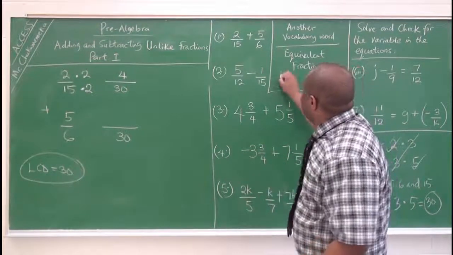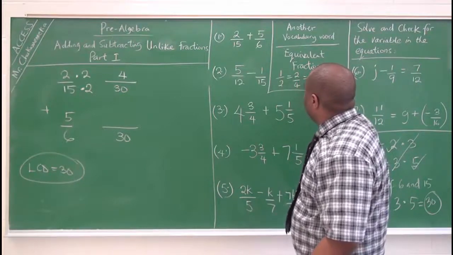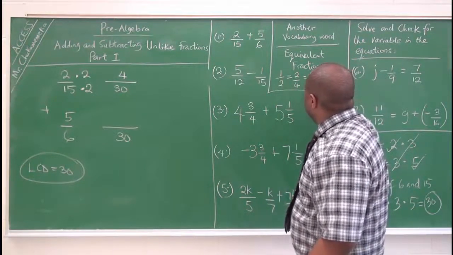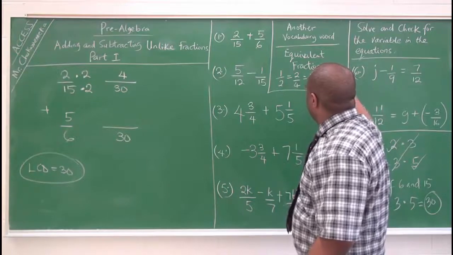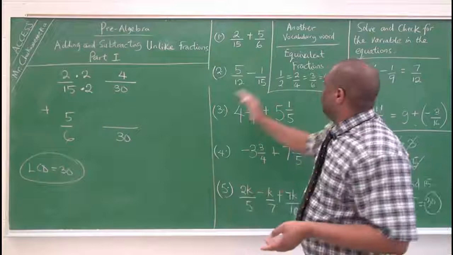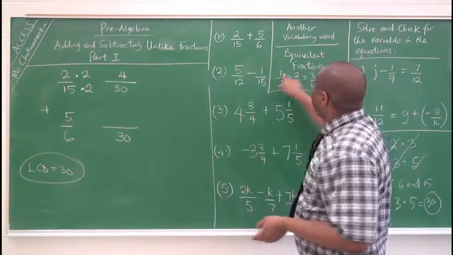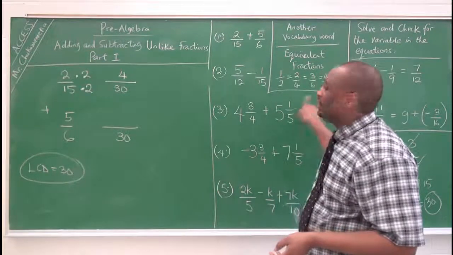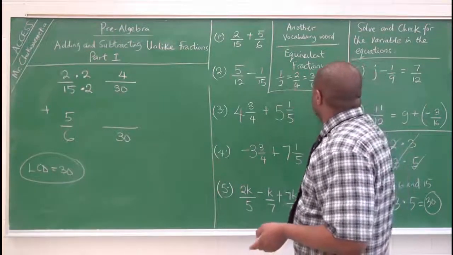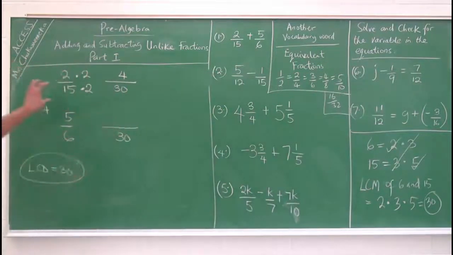Example, if I say 1 over 2, or whether I say 2 over 4, or whether I say 3 over 6, or whether I say 4 over 8, or whether I say 5 over 10, they are all equivalent fractions, all of them. Or whether I say 16 over 32, because I multiply 1 by 16, it gives me 16. I multiply 2 by 16, it gives me 32. They are all equivalent fractions. So, 4 out of 30 is an equivalent fraction of 2 out of 15.